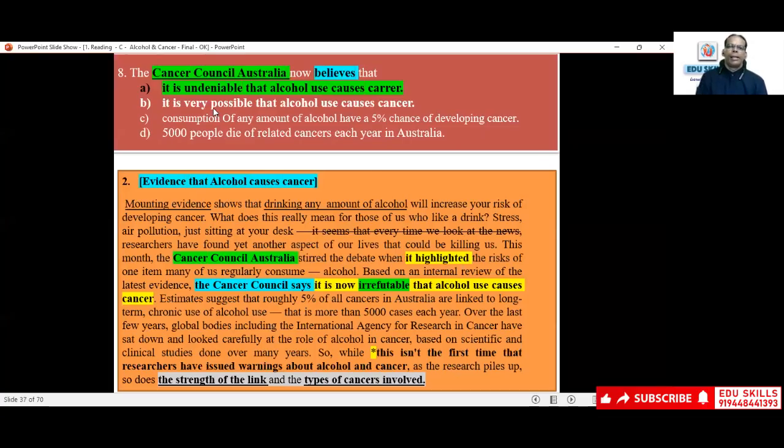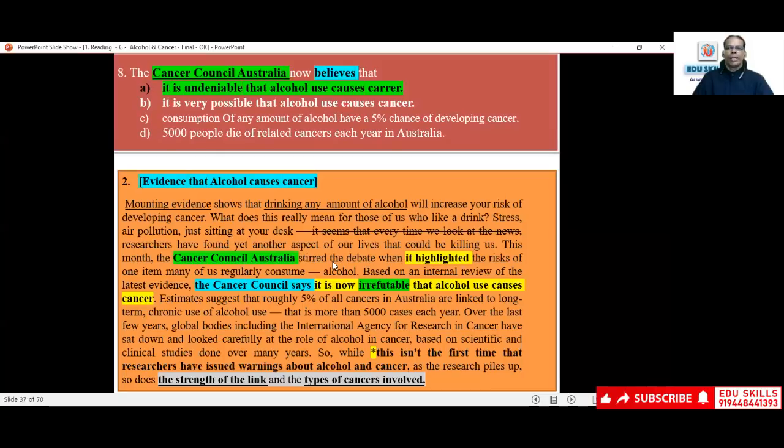The eighth question: the Cancer Council Australia now believes that. Again, believes means opinion of Cancer Council of Australia, the name. I'm not reading the whole paragraph. I hope you don't require to read it as you go through it when the video is uploaded. You can practice this, otherwise it will take a lot of time. So today I'm trying to tell you how to look into the signpost and immediately locate the answer. You know, Cancer Council of Australia, as there is a name given in the question, immediately you have to jump to the name in the paragraph. Nothing else you need to do. Here is the name.